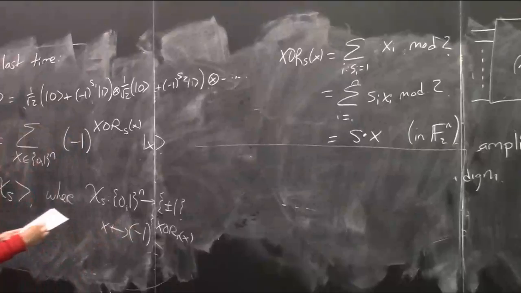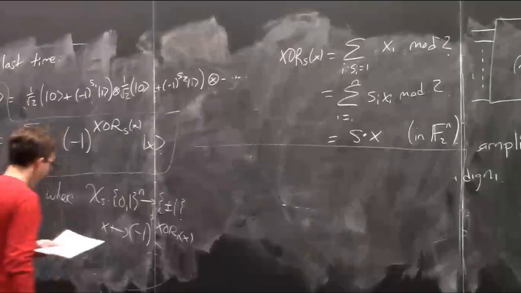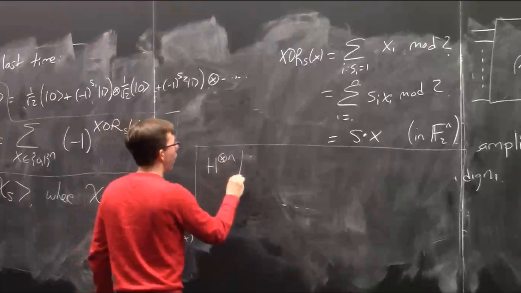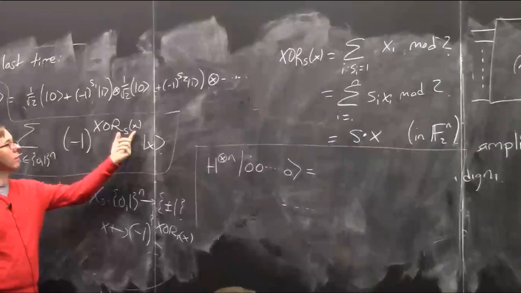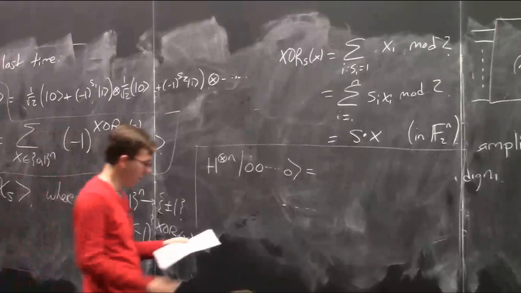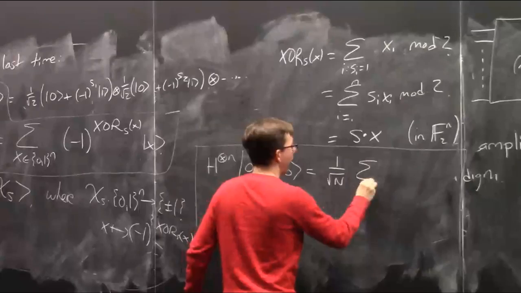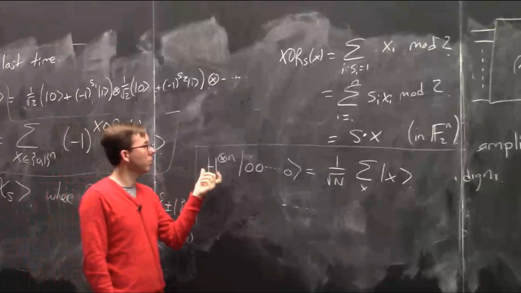Okay, so let's use this formula. This is maybe the most crucial form of the formula. Let's plug in S to be the all zeros string. Well, S has no ones in it, so you're indicating the empty subset. So the XOR of nothing is zero, and all of these entries will be plus. In other words, you're taking the first column, so you get all ones. All the coefficients are plus 1, and this is the uniform superposition. This is the trick that we used at the beginning of the whole story: if you put the Hadamard transform on all zeros, you get the uniform superposition.